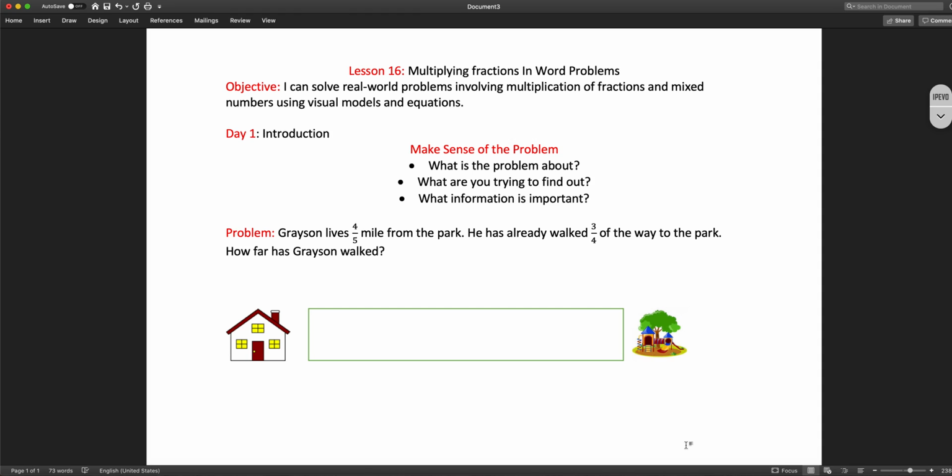This is lesson 16, multiplying fractions and word problems. Let's start with the learning objective of this lesson. Objective: I can solve real-world problems involving multiplication of fractions and mixed numbers using visual models and equations. In this video, we will be working on Day 1 Introduction.